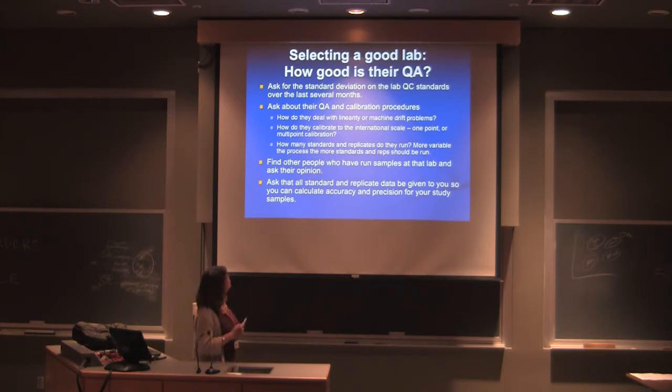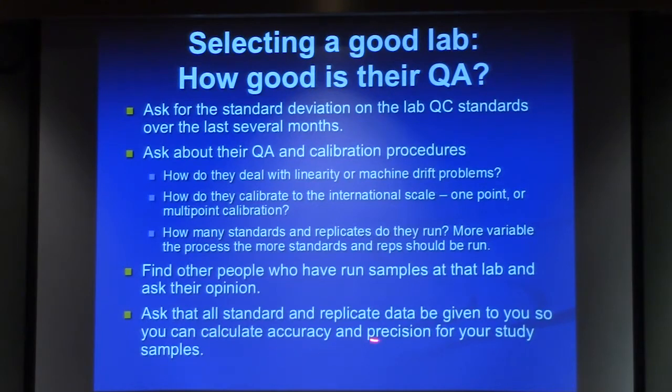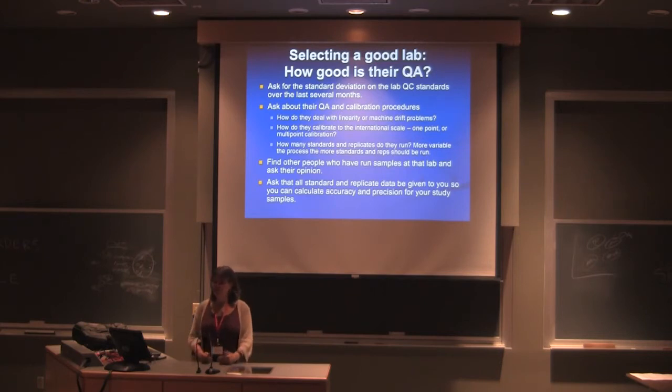And then if you are sending things there, you want to make sure that they're sending you all the data. They're sending you back the standard data. They're sending you the replicates or duplicates that they ran from your samples. You may have your own field duplicates, but they will also usually duplicate samples for the analytical duplicates. You want to get all that data back from them so that you can do the calculations.